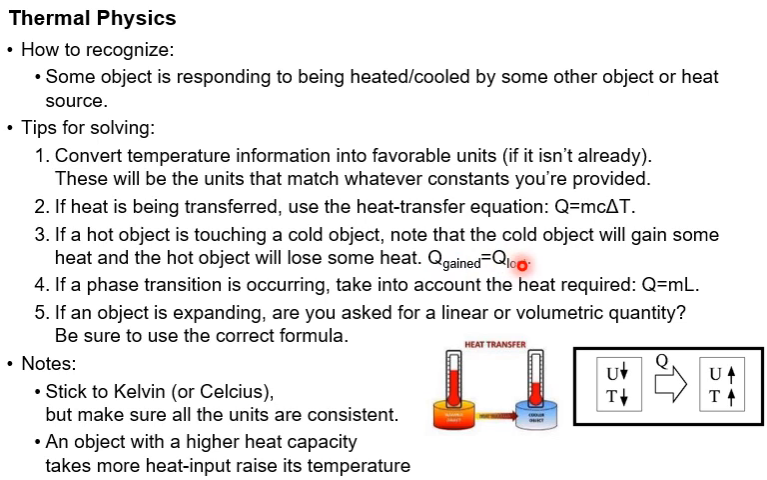If you have a phase transition, you need to keep in mind that there's some heat required due to the phase transition, and that's equal to the mass of the object doing the phase transition times the latent heat. And if you're going from a liquid to a gas, that's vaporization latent heat that you're talking about. If you're going from a solid to a liquid, then that is the latent heat of fusion that we're talking about.